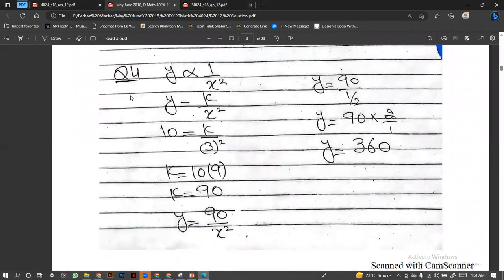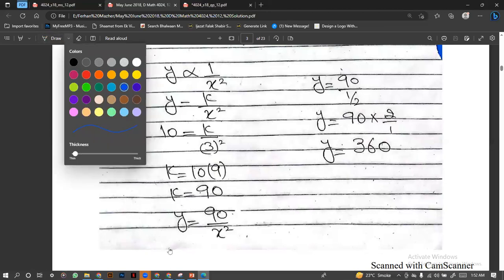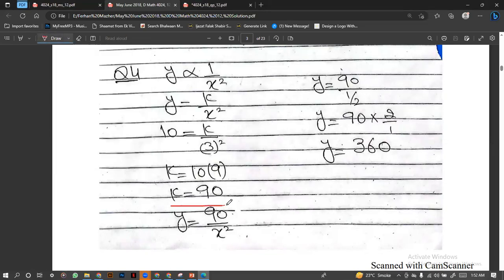Y is proportional to 1 by x squared. So y will be equal to k by x squared. Y is 10, x is 3. So 10 is equal to k by 3 squared. So 10 is equal to k by 9. So 9 will come to this side and multiply with the 10. So k will be equal to 10 into 9, that is 90. So y is 90 by x squared. So this is the formula, and so you got this formula.